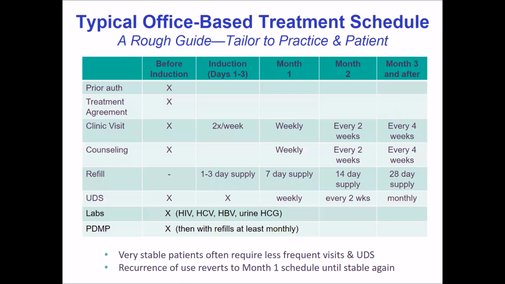Here's a typical rough guide for office-based treatment schedules. Some of this may be pertinent to addiction treatment programs as well if you're using an office-based model rather than an OTP model, which typically rolls out similar to methadone. We already talked about, before induction, doing the prior authorization and treatment visit, and ideally having an initial clinic visit, counseling them about the benefits and risks and alternatives, and collecting labs, etc.